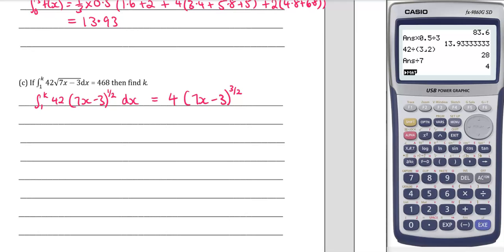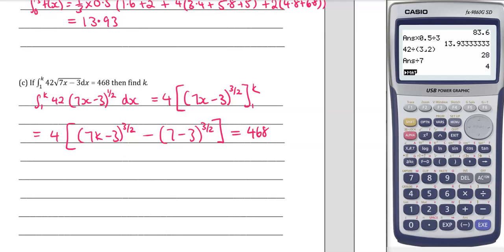And again, do a little mental check that differentiates what you were expecting it to be. So if we integrate between 1 and k, that will give us 4. I'm going to actually just take 4 out of the whole lot, because you can rewrite that like this. So we would do 7k minus 3 to the 3 over 2, take away 7 minus 3 to the 3 over 2. And we know that it's equal to 468.